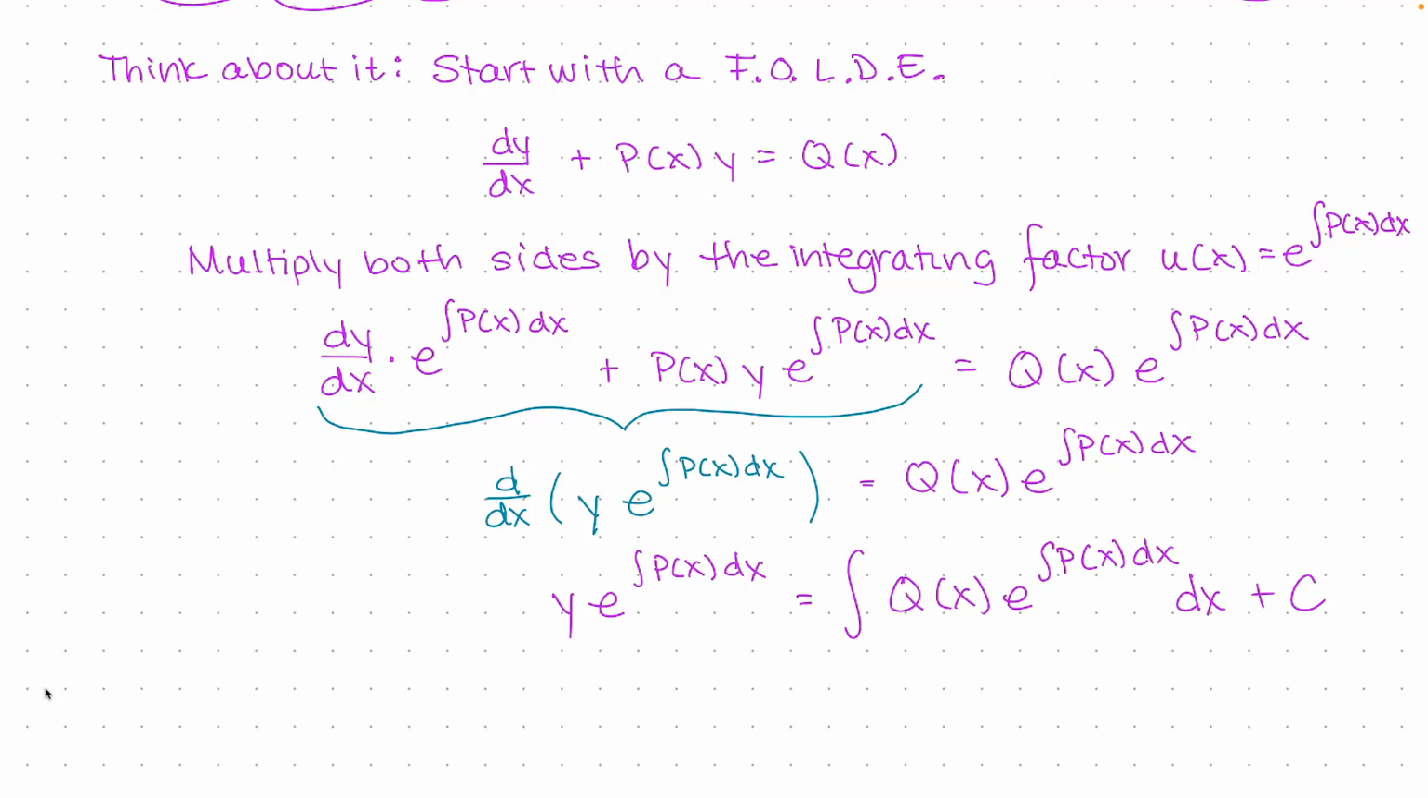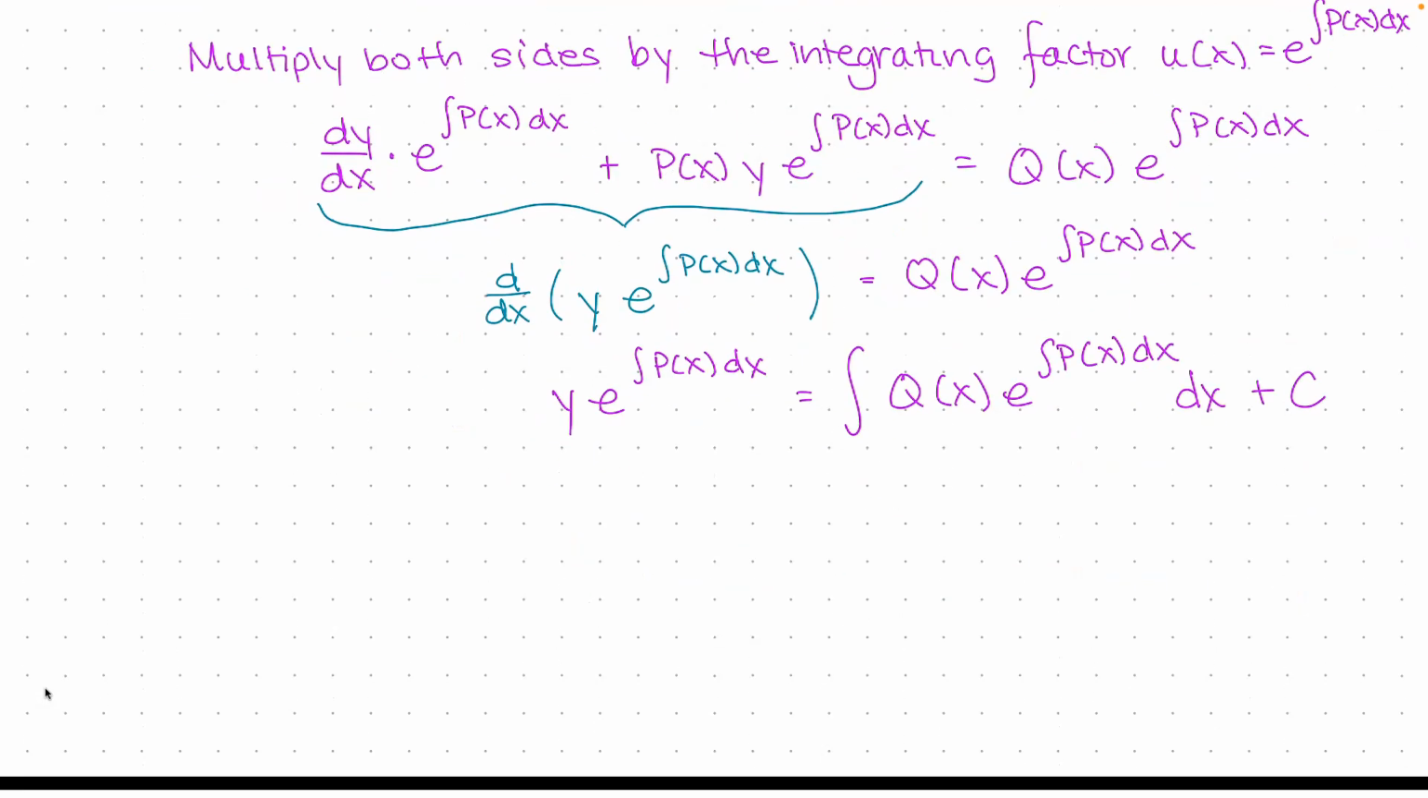And then now for the final step, I'm going to go ahead and just get the y by itself. But when I divide by e to the power of the integral of p of x dx, that's just dividing by u of x. So I'm going to change it to u of x. So y is 1 over u of x times the integral of q of x u of x dx plus c. Ta-da! And there we go.